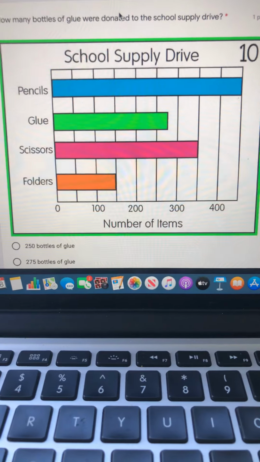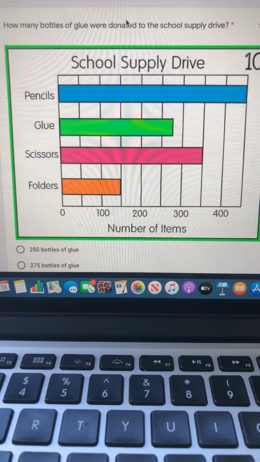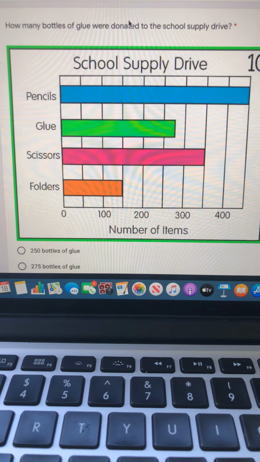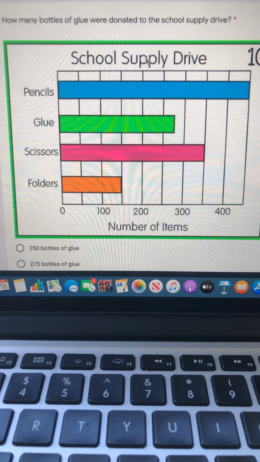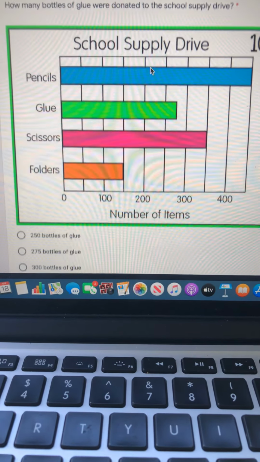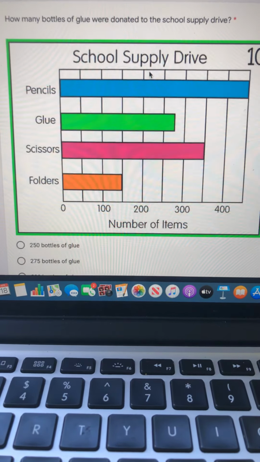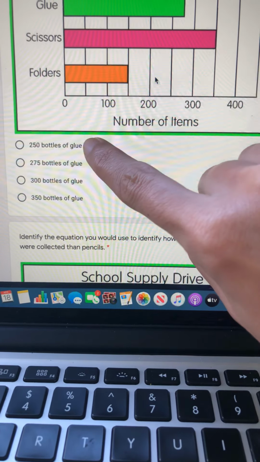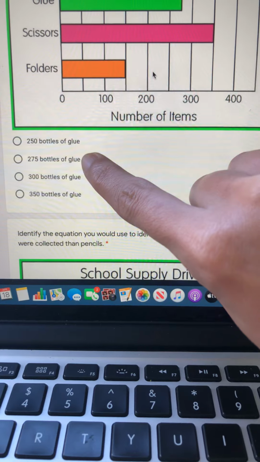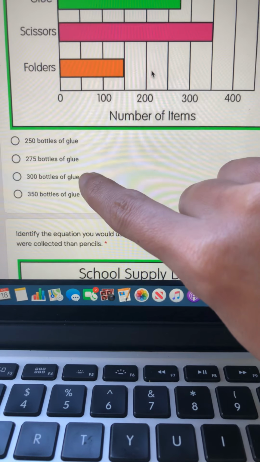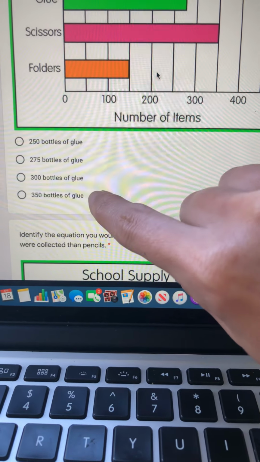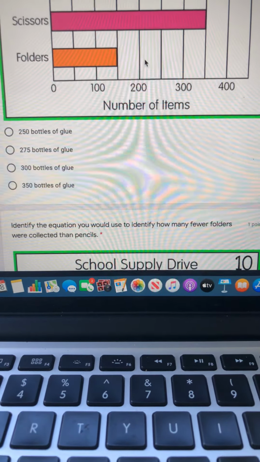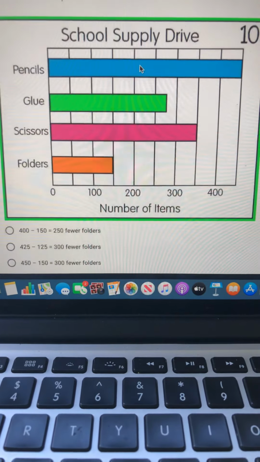So the question is, how many bottles of glue were donated to the school supply drive? Was it 250 bottles of glue, 275 bottles of glue, 300 bottles of glue, or 350 bottles of glue?